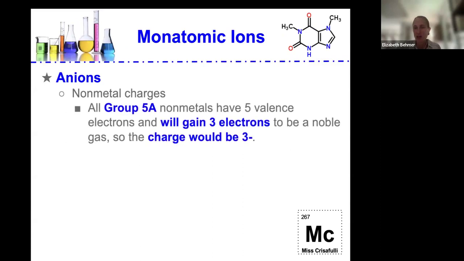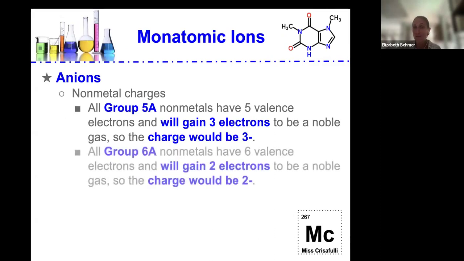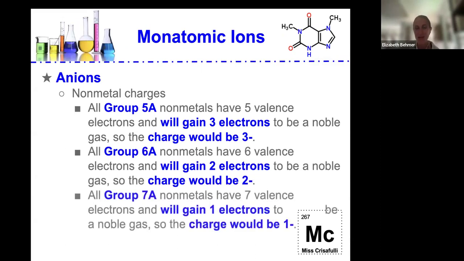So, non-metal charges: all group 5A nonmetals have 5 valence electrons, and they need to gain 3 electrons to be a noble gas. So the charge on those would be 3-. All group 6A nonmetals have 6 valence electrons and will need to gain 2 electrons to be a noble gas. So the charge on those nonmetals will be 2-. And all 7A nonmetals have 7 valence electrons and will need to gain 1 electron to be a noble gas. So their charge would be 1-.